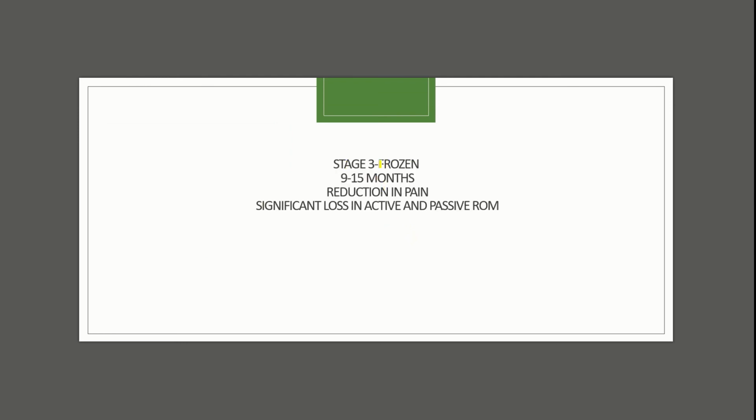Stage 3 is also known as the frozen stage, which lasts up to 9 to 15 months, or we can say 10 to 15 months this stage lasts. In this stage, the pain starts to subside. So there will be reduction in pain, and significant loss in active and passive range of motion. Both the active and passive range of motion will be lost in this stage. In stage 2, only active range of motion was affected. But in this stage, both active and passive range of motion are affected.